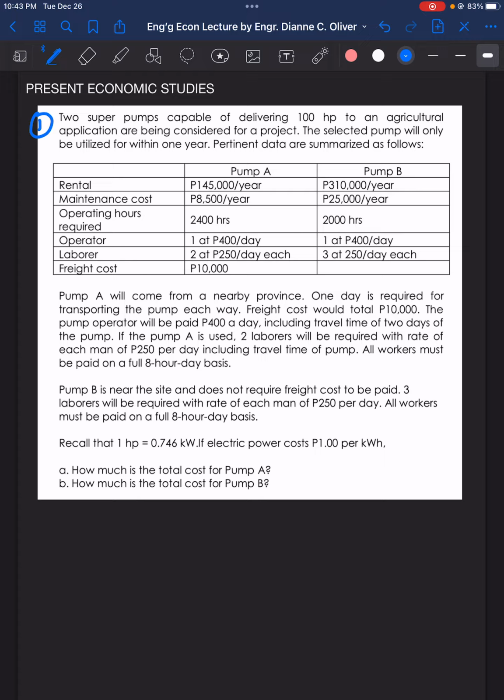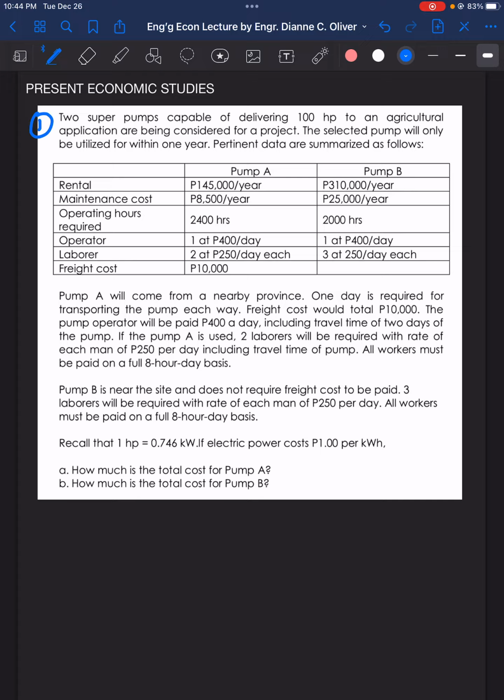Pump A will come from a nearby province and 1 day is required for transporting the pump each way. Freight cost would total 10,000 pesos and the pump operator will be paid 400 pesos a day, including travel time of 2 days of the pump. If the pump A is used, 2 laborers will be required with rate of each man of 250 pesos per day, including travel time of pump. All workers must be paid on a full 8-hour day basis.